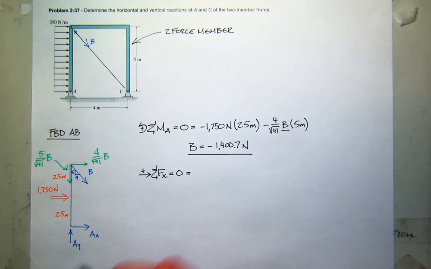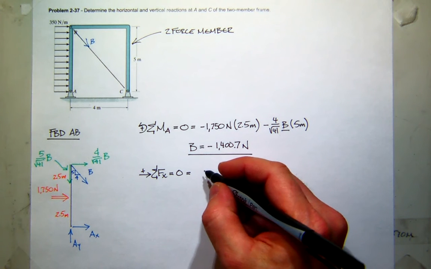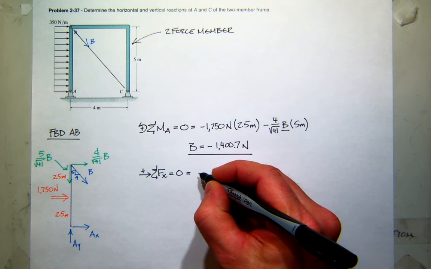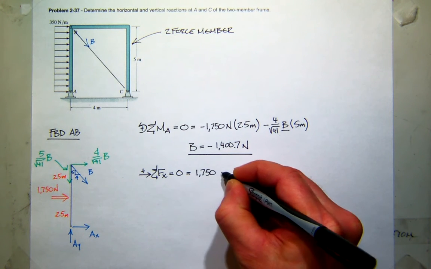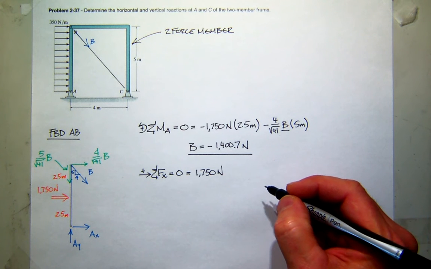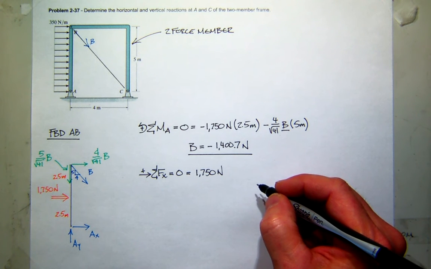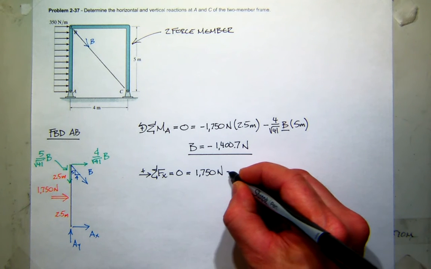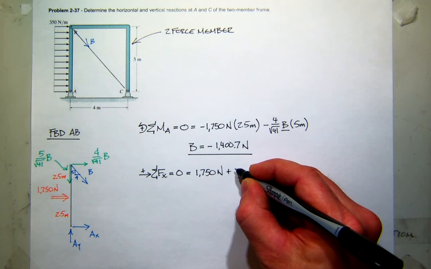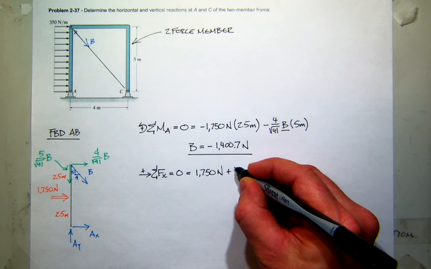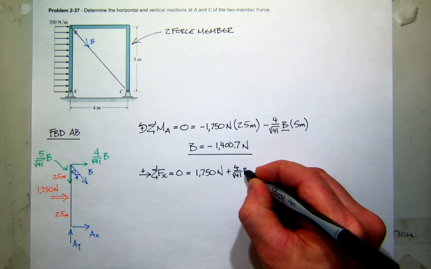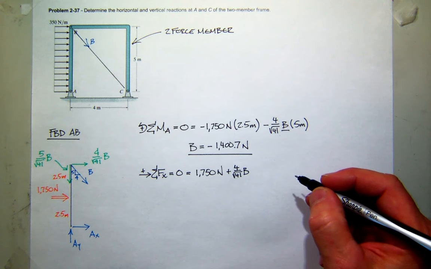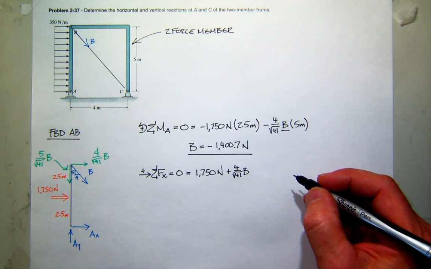All right, so we're back to the special table. What's the sum of the forces in the x direction? We got 1750 positive. Okay. And then we got positive B times 4 over square root of 41. Did you say 4? Positive B times 4 over square root of 41. Okay. And what else? What are we looking for? Oh, yeah, AX.